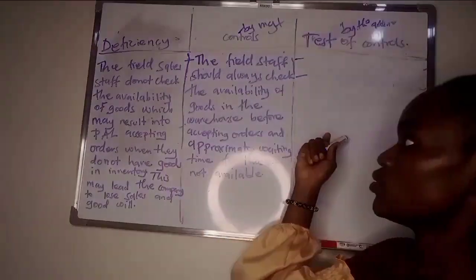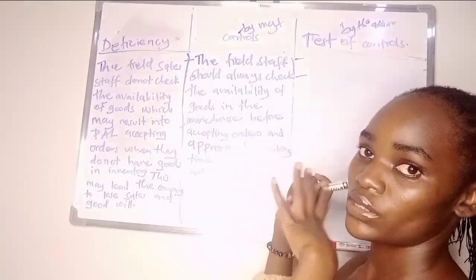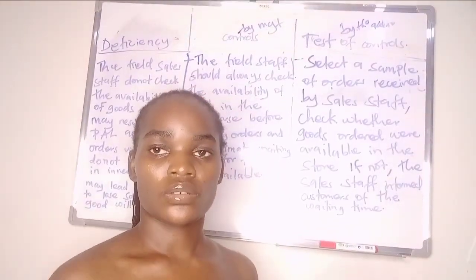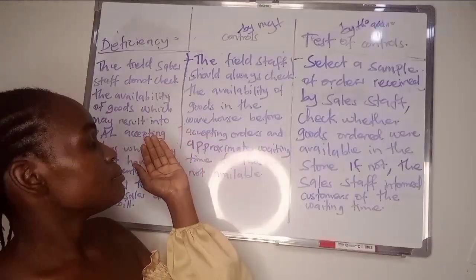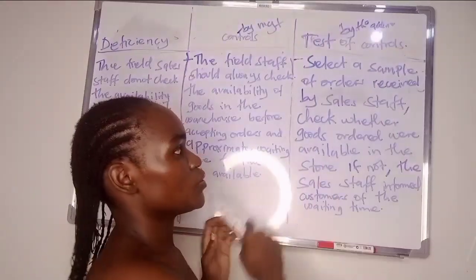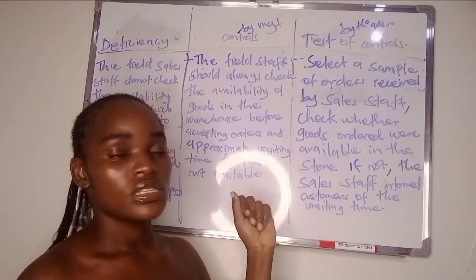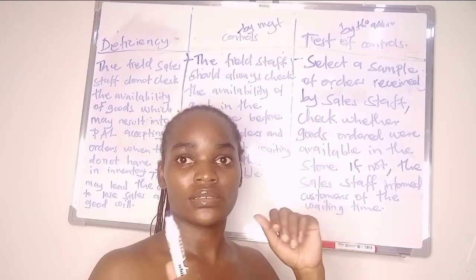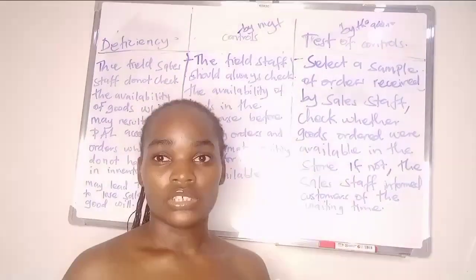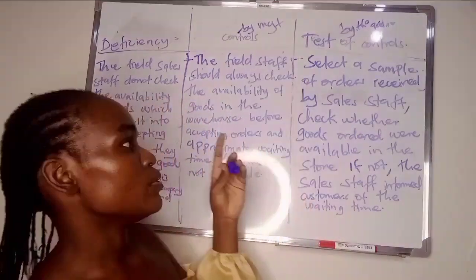So the test of controls: how can the auditor test this to see if they are actually putting it into practice? The auditor can test this particular control by selecting a sample of orders that were received by the sales staff and checking whether the goods ordered were available in the store by that time. And if they were not available, the auditor should check if customers were informed of the waiting time. That's how this can be tested.